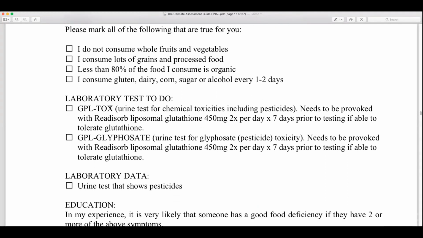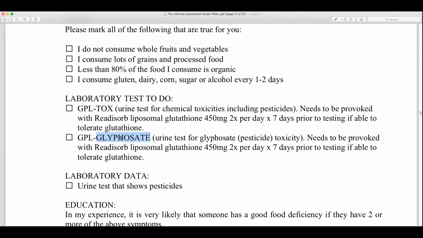So what we're going to do for testing here is the Great Plains Tox Lab, which is going to look for chemical toxicities, including pesticides. And then I have also the information here on how to provoke it, how to use liposomal glutathione to push the chemicals out of their hiding places so that then you collect it in the urine with this test, and we can make sure that we get an accurate sample.